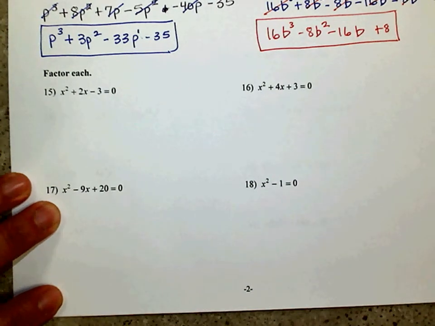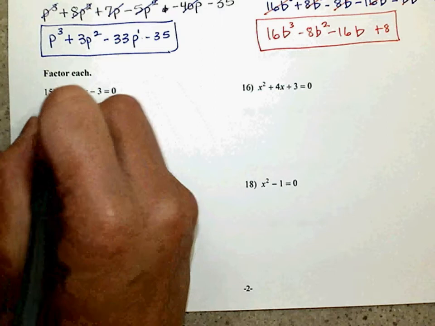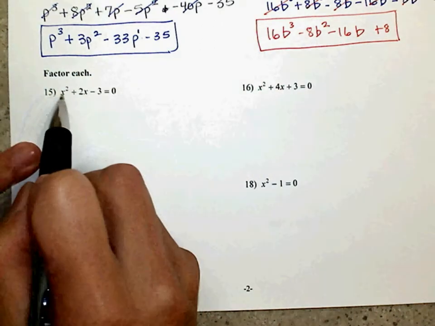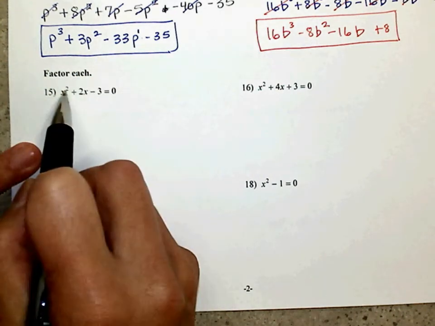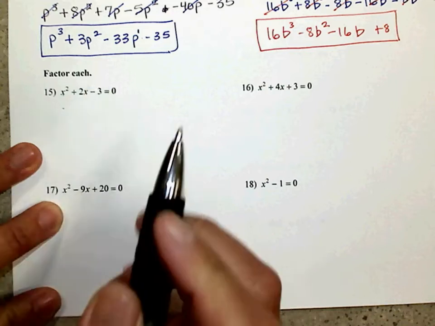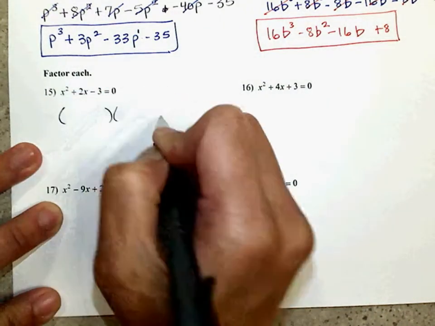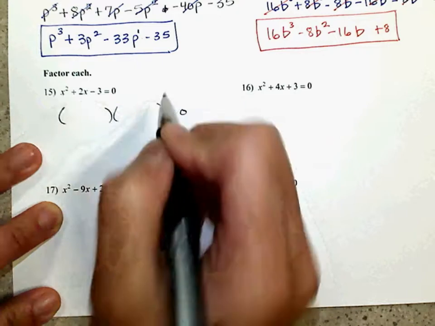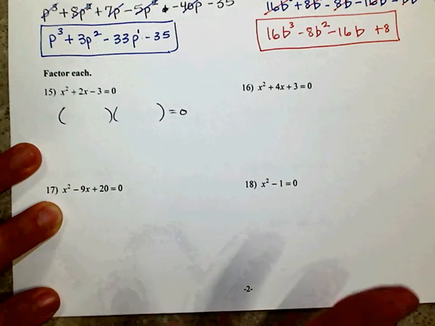So, x squared. Three terms, 1, 2, 3, in order from highest to lowest: x squared, x, and a number. So draw your two sets of parentheses. It needs to be in that order. I just want you guys to factor for now. Don't worry about solving, okay?